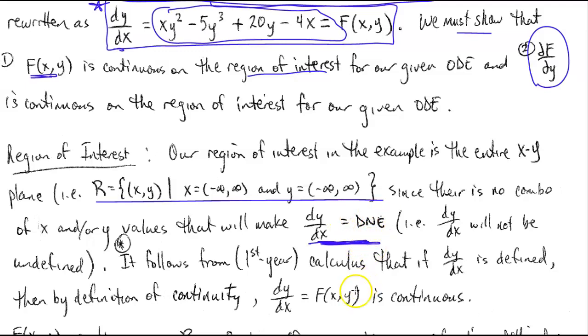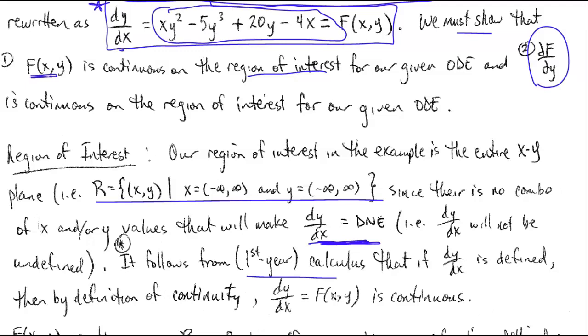So because of that, we know from first year calculus that anytime I know that the derivative of a function exists, then that means that the corresponding function that I took the derivative of was a continuous function.